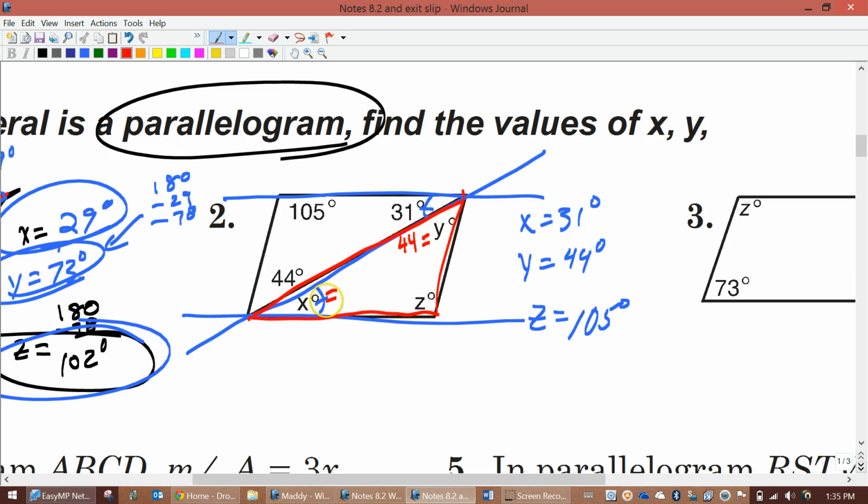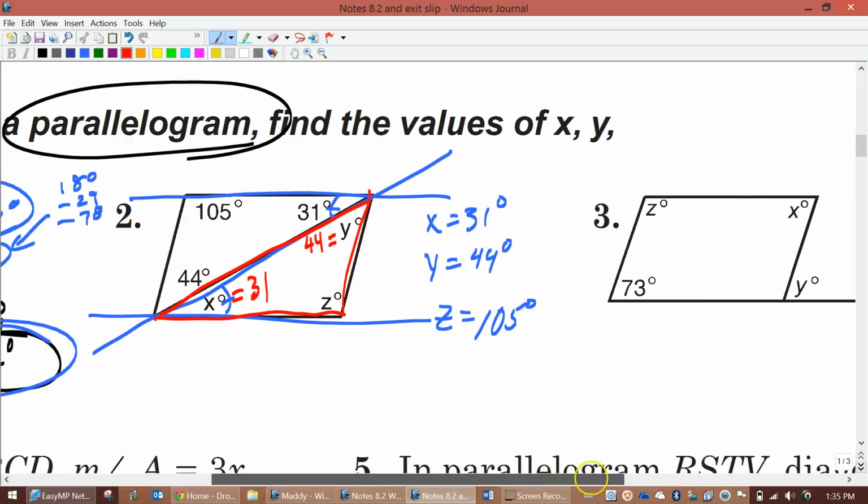What's the long way? What's the hard way? Yeah, she's looking at that being a triangle. All three of those angles are going to add up to 180. Absolutely. True fact. Okay? 180 minus 44 minus 31 equals 105. Any way you want to do it, that's fine. You just got to be able to do it.